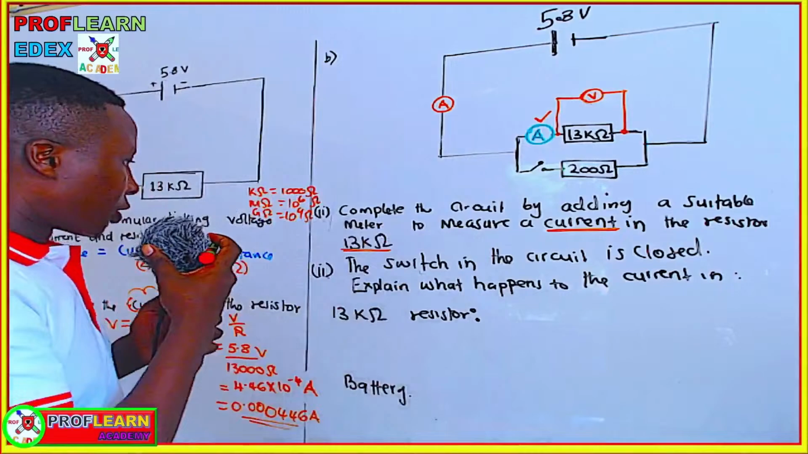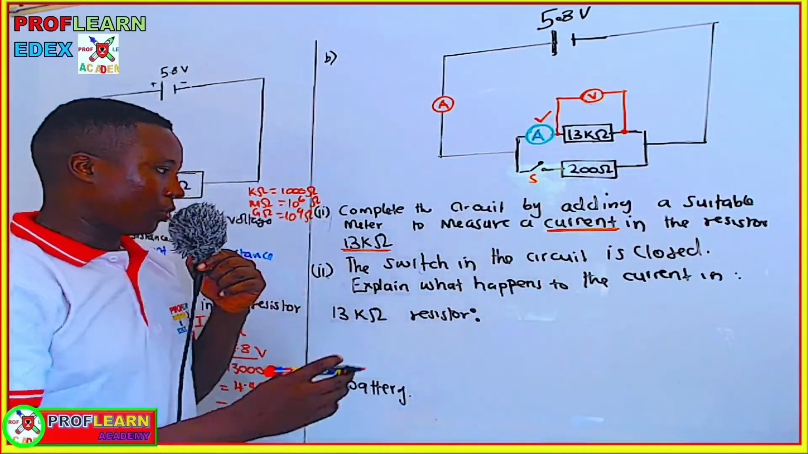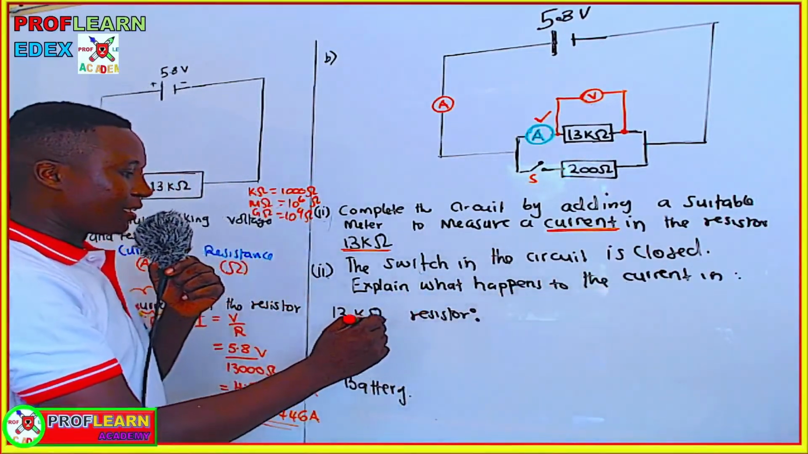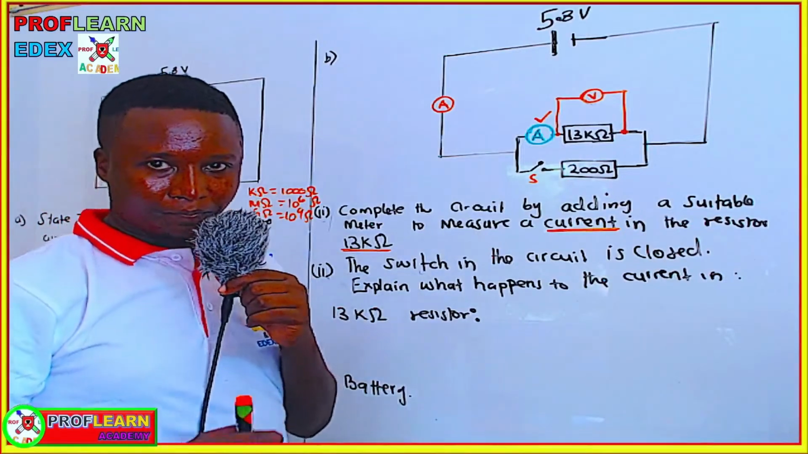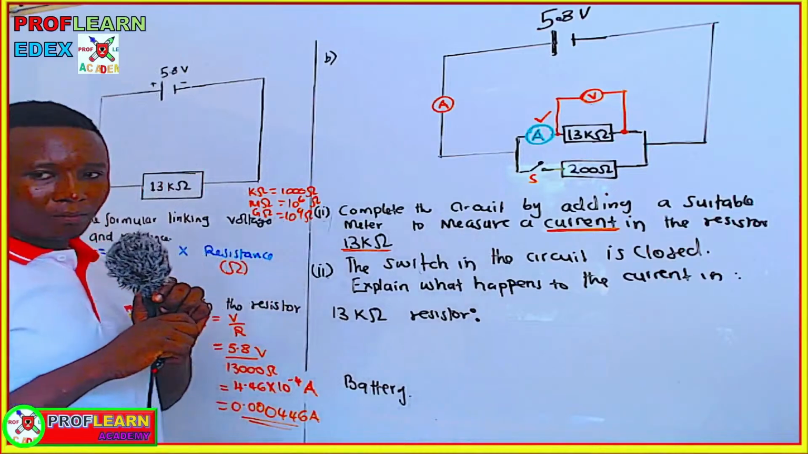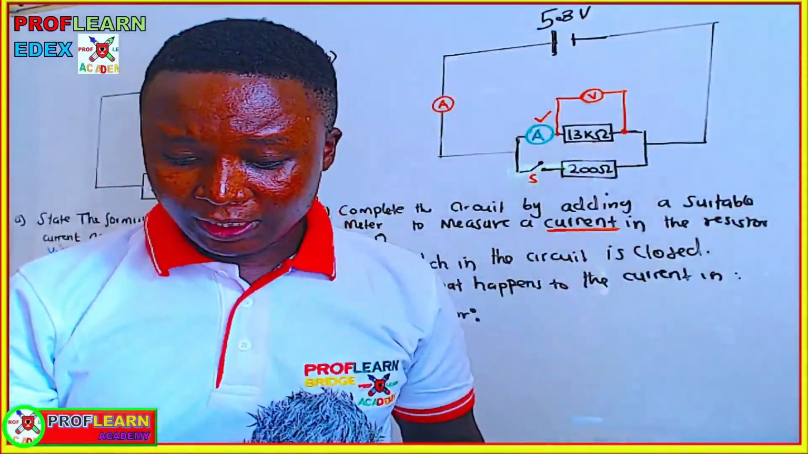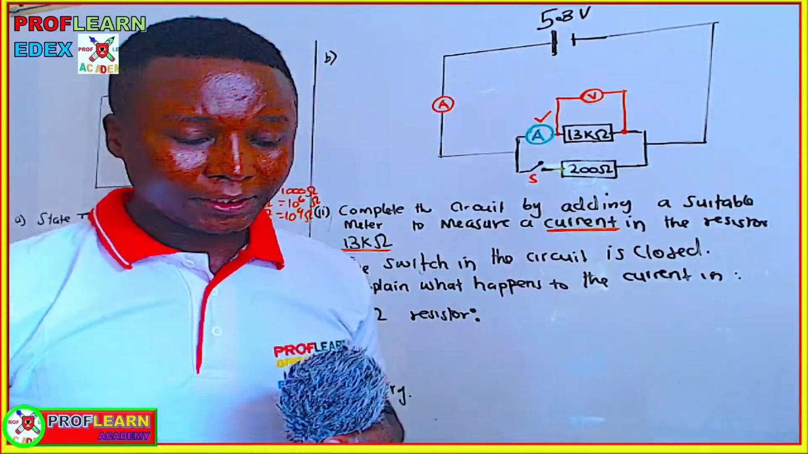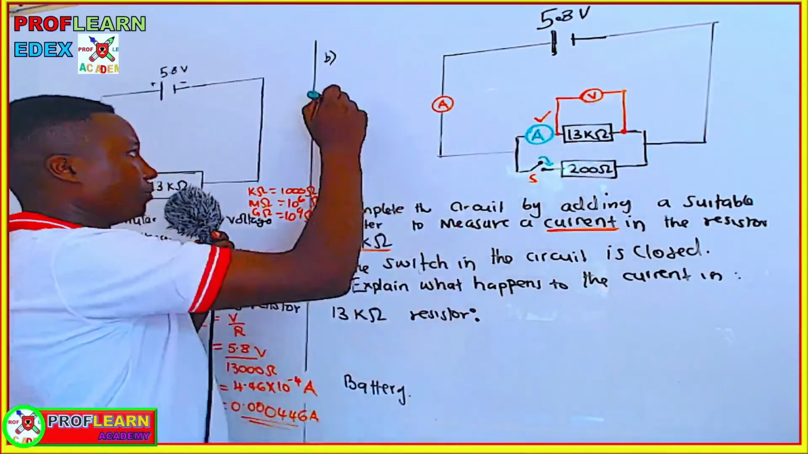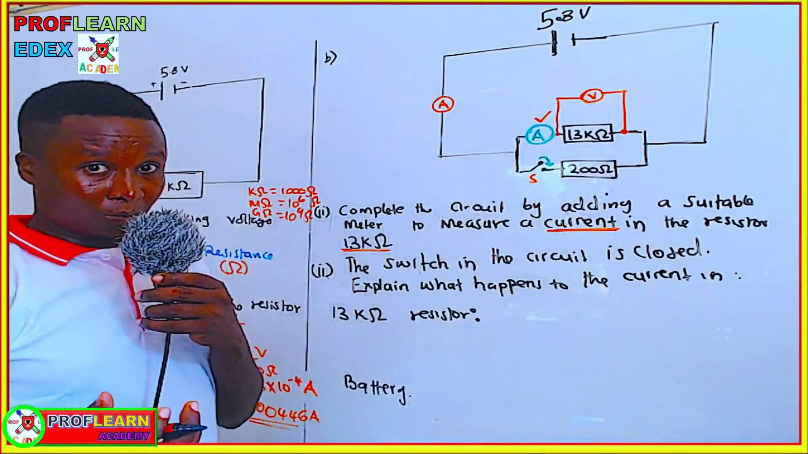So we need also to look at the switch. This is the switch we are talking about. If the switch of the circuit is closed, explain what happens to the current in the 13 kilo ohm resistor. Now, before we go to work out this question, there are a few things I need you to appreciate here. When this circuit is closed, we are going to have this resistor working and this other resistor also there.